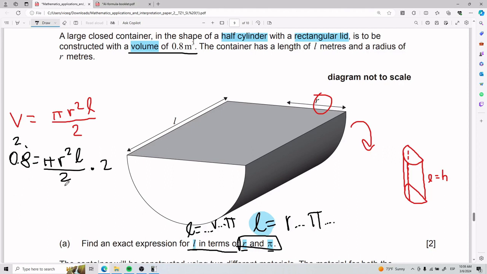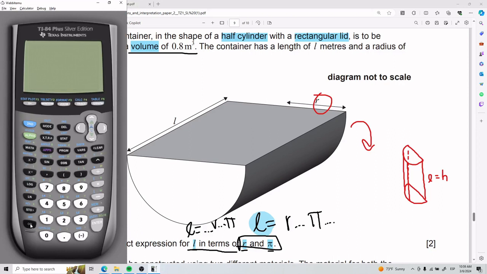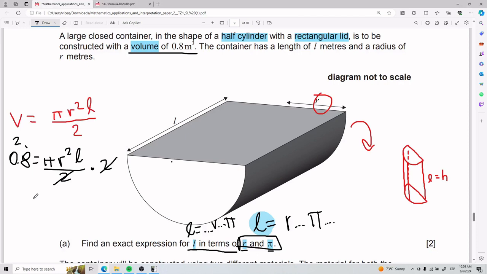So multiply by 2 to both sides. 0.8 times 2, trust me on this, is about 1.6. So 1.6 equals pi r squared L.